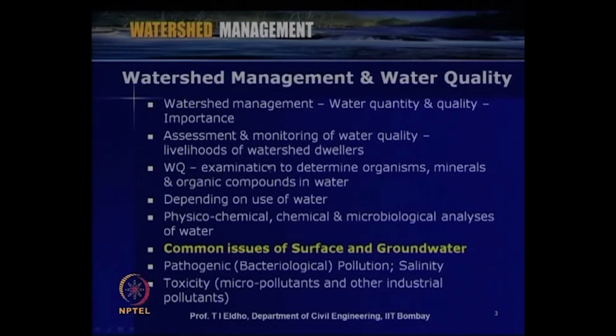As far as the standards are concerned, the standards vary depending upon the use. For example, for drinking purpose we want the best quality, but for irrigation purpose or other purposes the quality will be different, and for industrial purpose the quality can be different. That way we have to assess the quality of the available water, through physico-chemical examinations or chemical tests and microbiological analysis. Various types of analysis, physico-chemical, chemical or microbiological, are very important.